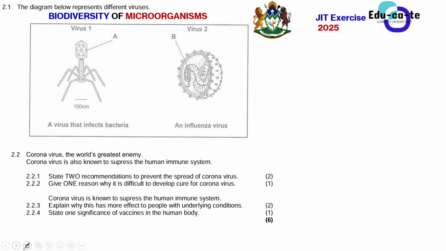Yes. Now they say coronavirus. You already know coronavirus, most of you guys. So coronavirus, the world's greatest enemy. Coronavirus is also known to suppress the human immune system. So you know of the period of 2020 when the spread of COVID-19 was so wide in South Africa. So now here you just have to answer at your best knowledge. You don't really need too much theory here.